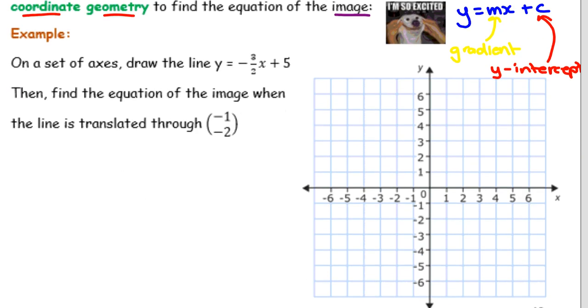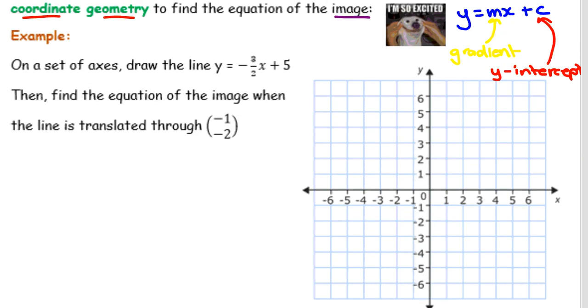So on a set of axes, let's first of all just practice our coordinate geometry. So there's no transformations in this first part. Just on a set of axes, draw the line y equals -3/2x plus 5. So different ways you can do it. You can find the x and y intercept first. That's okay. Remember to find the x-intercept, y is 0. To find the y-intercept, x is 0. Feel free to do that. I'm going to plot the y-intercept.